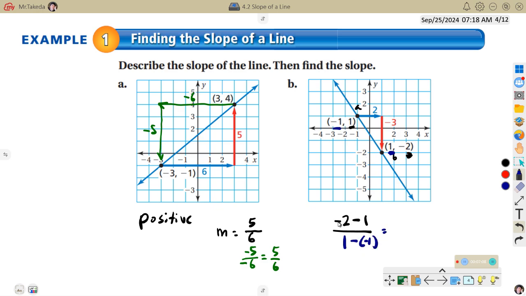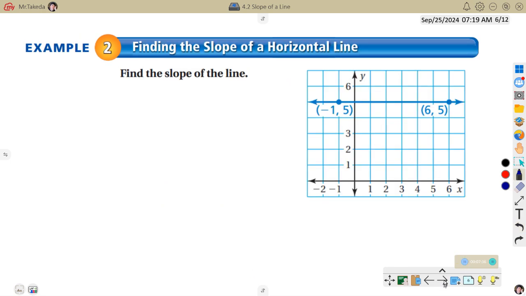Okay, so negative 2 minus 1 would be negative 3. 1 minus negative 1 is the same as 1 plus positive 1, so positive 2. So negative 3/2. That's my M. Okay. So that's doing it the calculation way. This is doing it the counting way. All right, so there's some examples for us.